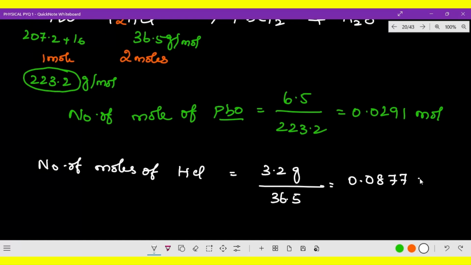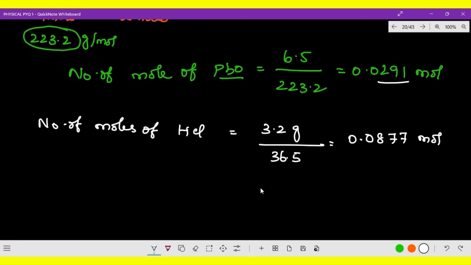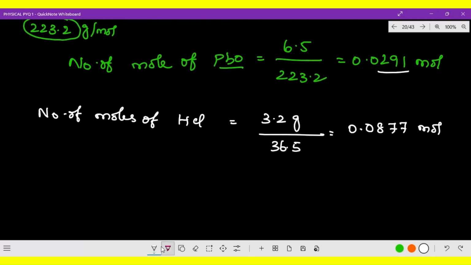So I just mentioned here, you just check whether it is correct or not. Now, the number of moles of PbO: 1 mole of PbO reacts with 2 moles of HCl, and you are getting 1 mole of PbCl2 and 1 mole of water. Now, which is the limiting reagent?